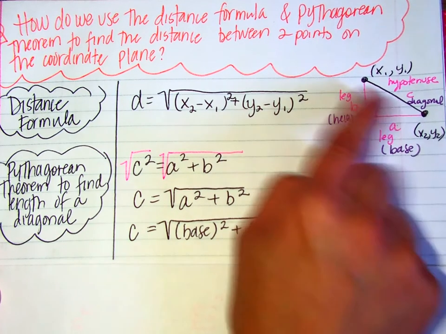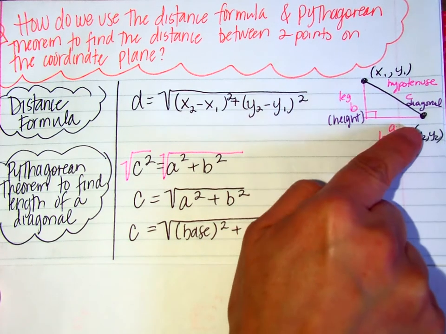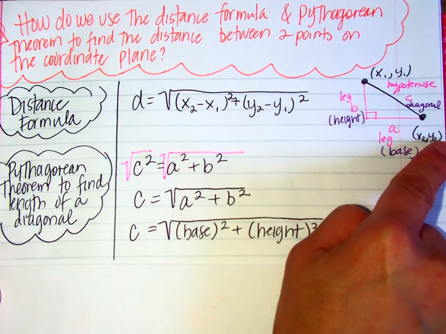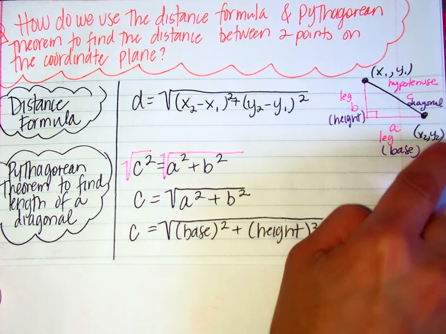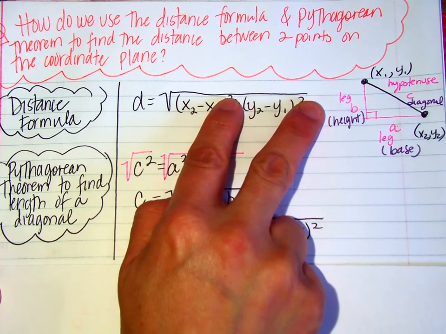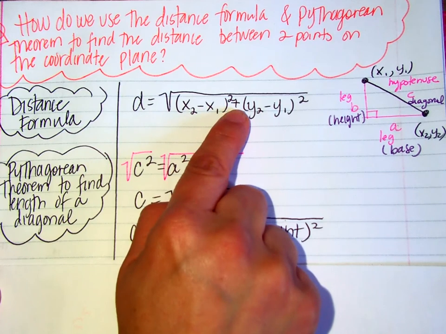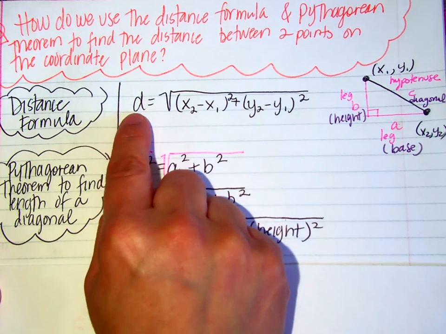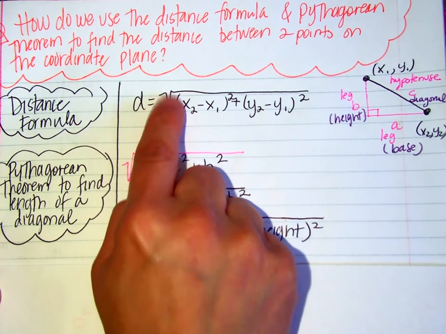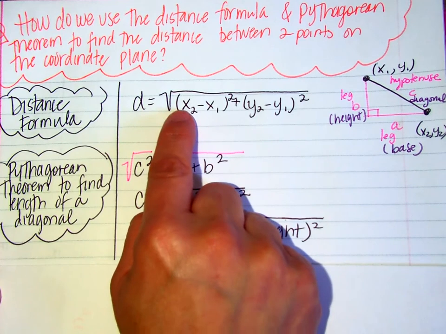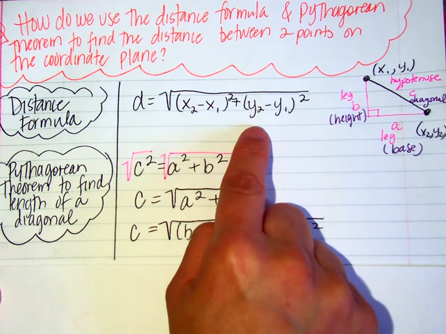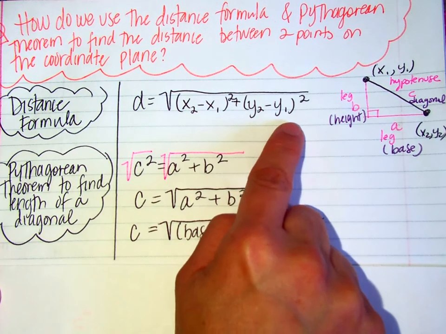And we want to find the difference of the x coordinates, and also the difference of the y coordinates. Once we do that, we're going to square those differences, add them together, and then take the square root of them. Okay? So for distance, our formula is the square root of x sub 2 minus x sub 1 to the second power plus y sub 2 minus y sub 1 to the second power.